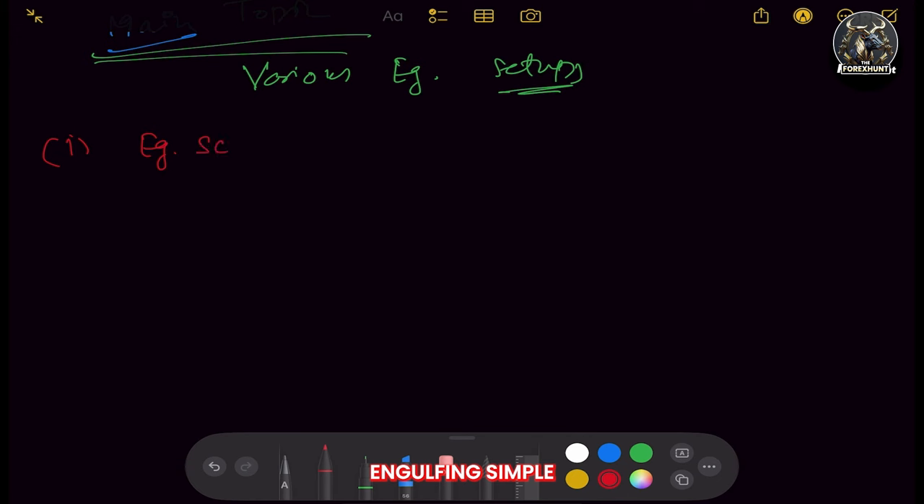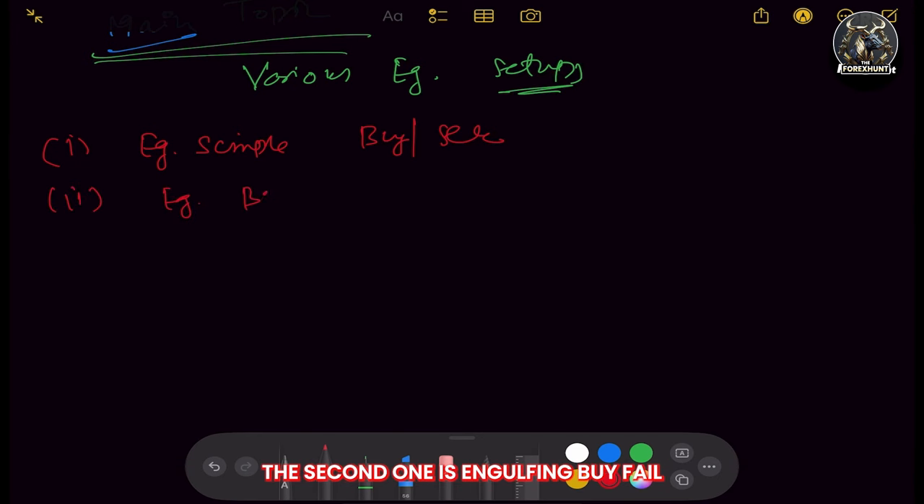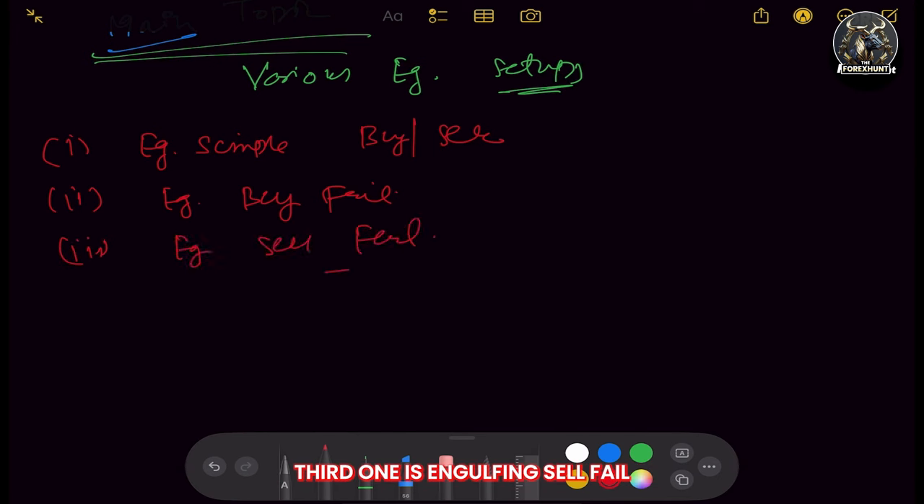engulfing simple buy and simple engulfing sell. The second one is engulfing buy fail. The third one is engulfing sell fail. So these are the types you need to study with me.